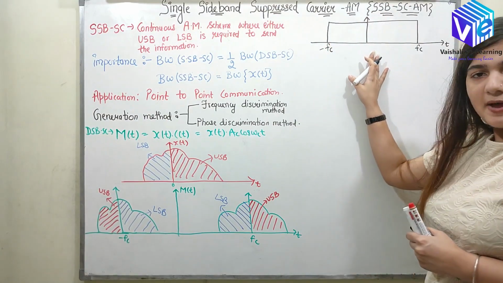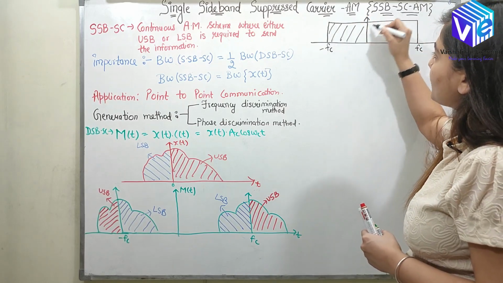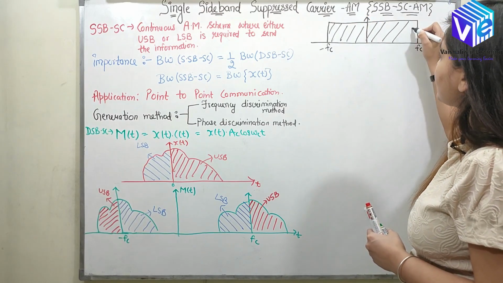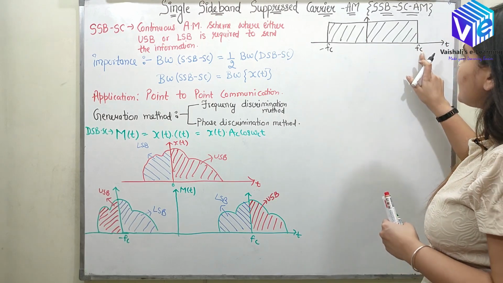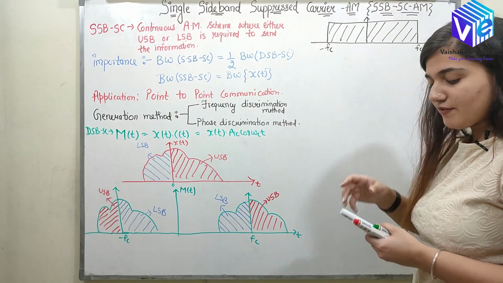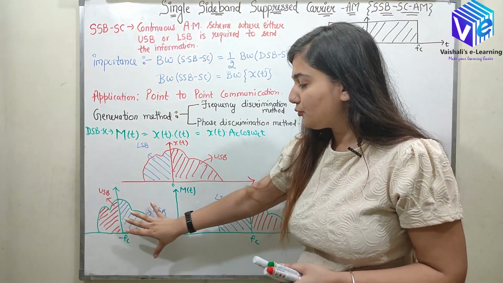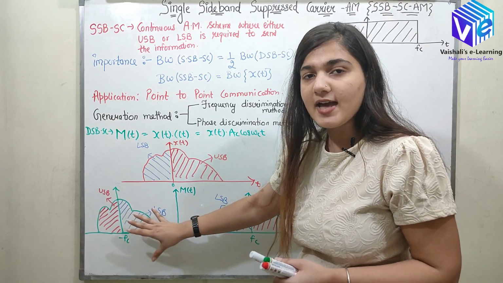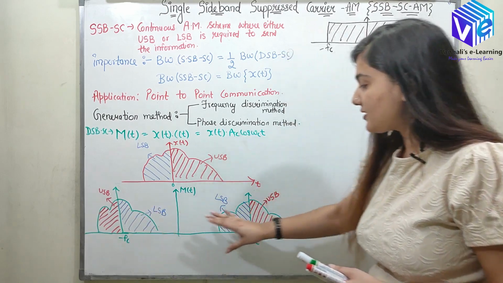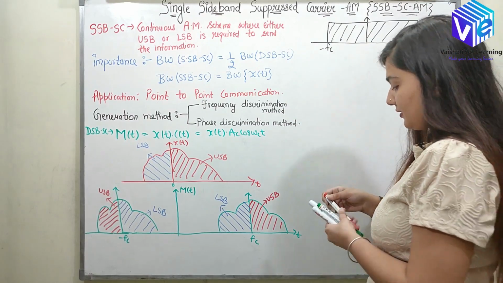So if this is my band pass filter and it is passing all the frequency components in this band, which is represented by minus fc to fc. So from minus fc to fc it is passing all the frequency components, and when the band pass filter is connected to this double sideband suppressed carrier modulation type of signal. So after this, if I connect the band pass filter, what I'll get?